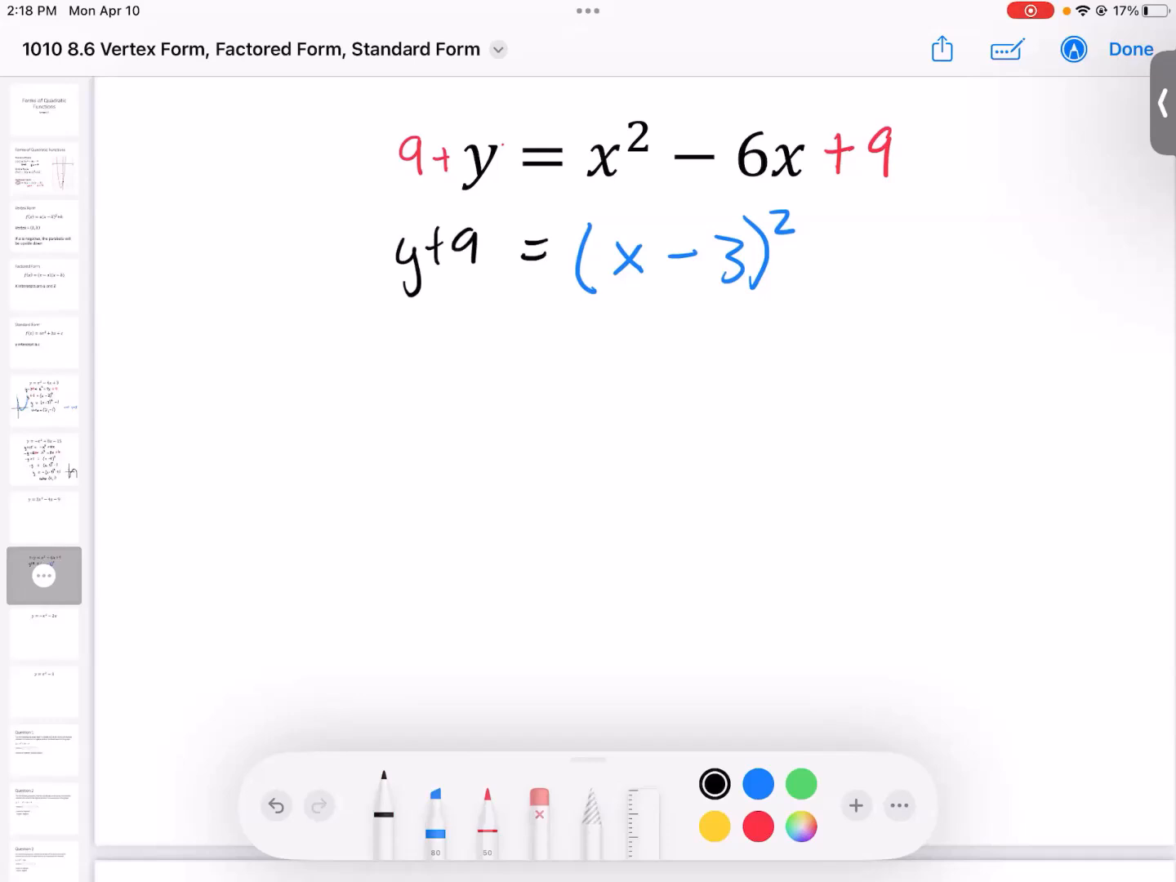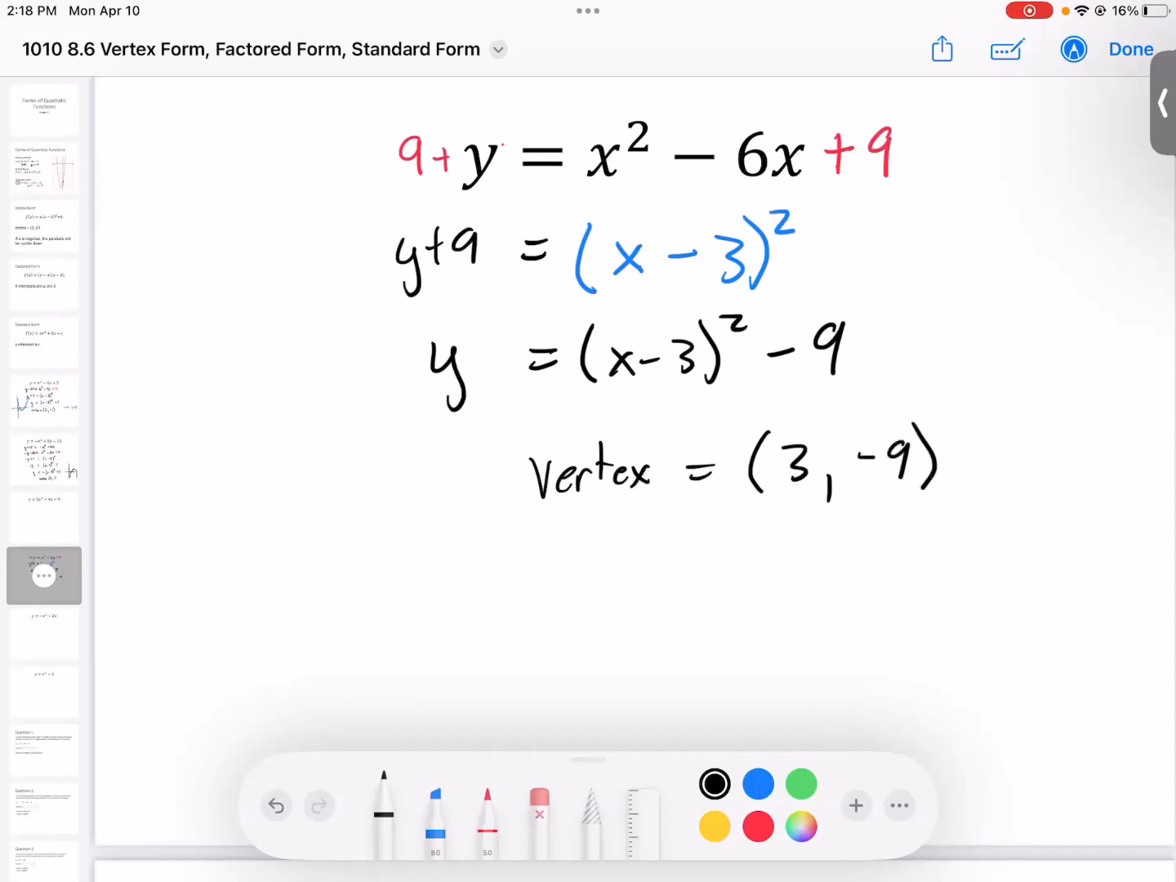To get y by itself, I just subtract the 9 over, and I get y equals x minus 3 squared minus 9. And so this tells me that my vertex is going to equal 3 on the x-axis and negative 9 on the y-axis, because 3 is the number that makes this equal 0, and negative 9 is the number that's added onto the end.